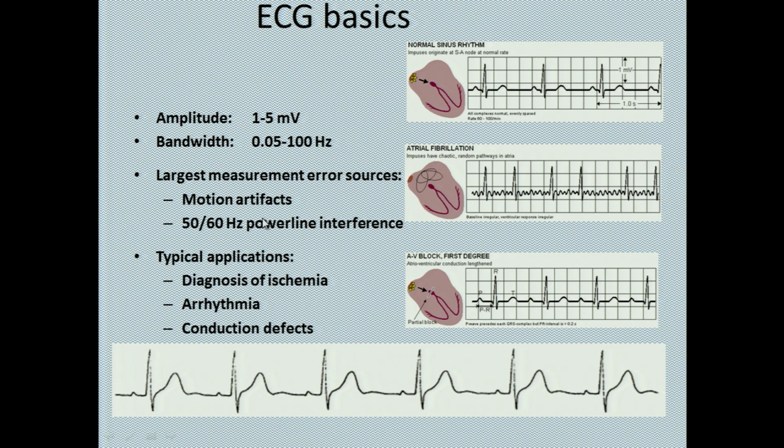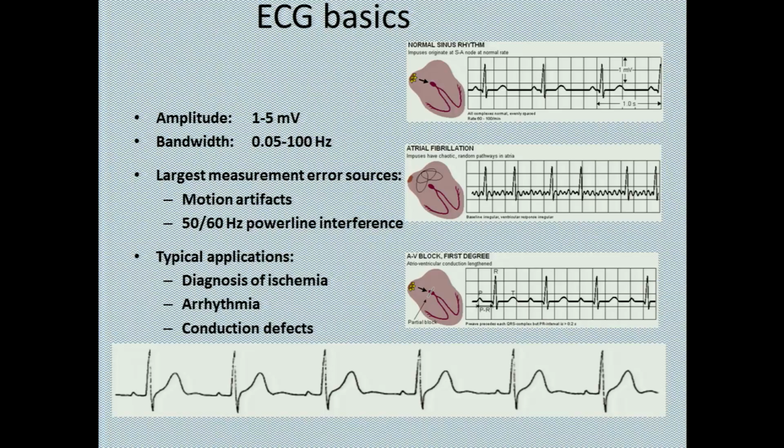Remember we are going to do it in your lab, there will be your 50, 60 hertz lights and wires, so they will cause interference, and also motion artifacts. If you are moving anything, that will cause artifacts. And then typical applications: diagnosis of ischemia, and arrhythmia, which is whether the heart beats too high or too low.